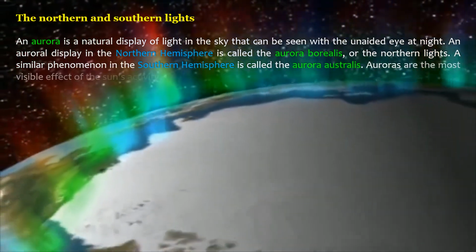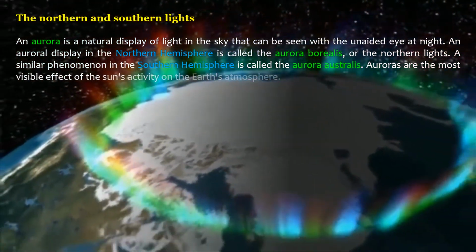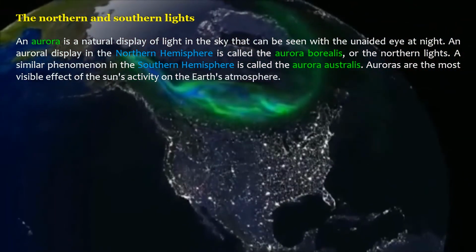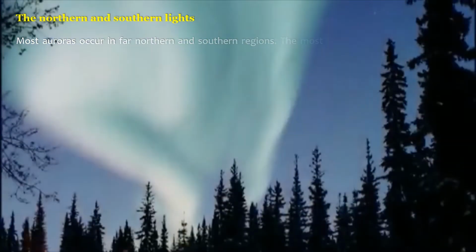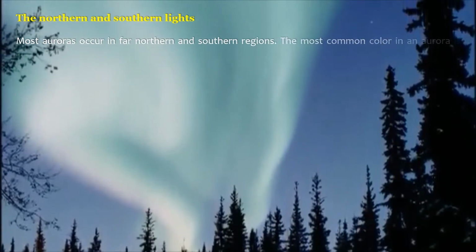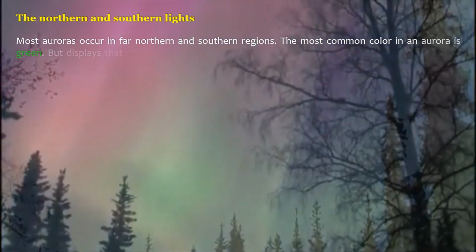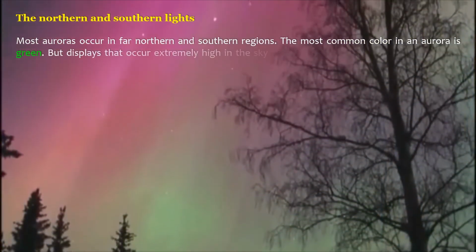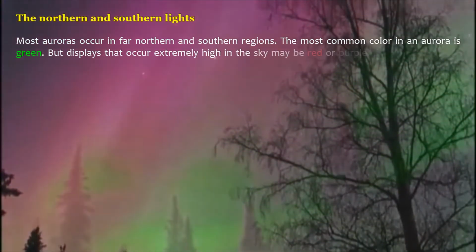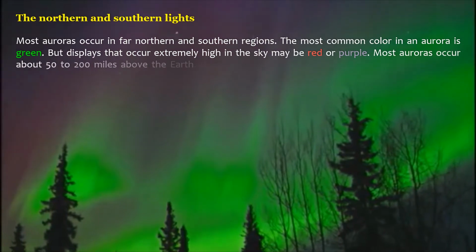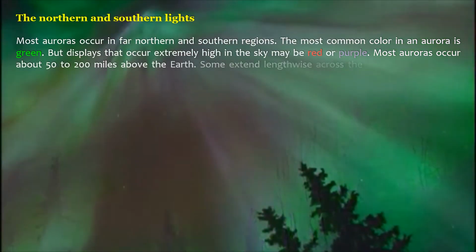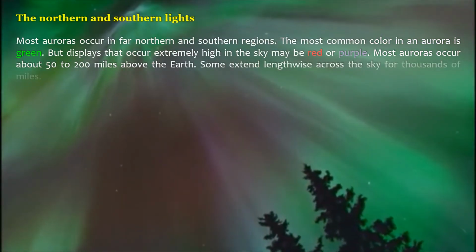Auroras are the most visible effect of the sun's activity on the Earth's atmosphere. Most auroras occur in far northern and southern regions. The most common color in an aurora is green. But displays that occur extremely high in the sky may be red or purple. Most auroras occur about 50 to 200 miles above the Earth. Some extend lengthwise across the sky for thousands of miles.